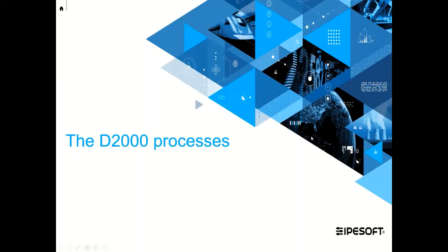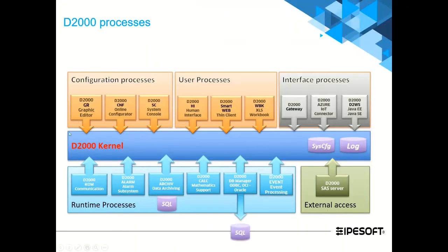Let me now show you how individual D2000 processes work together. The core of D2000 is the D2000 kernel. When it is started, it reads the configuration from the configuration database and holds it in memory. It sends other processes the part of configuration they need. It also handles the log database, which contains logs of various events in the system.